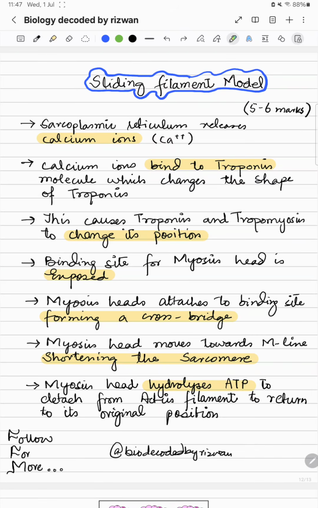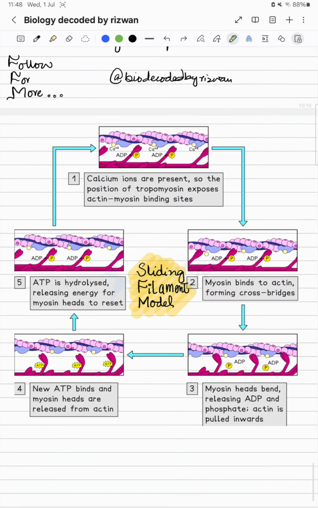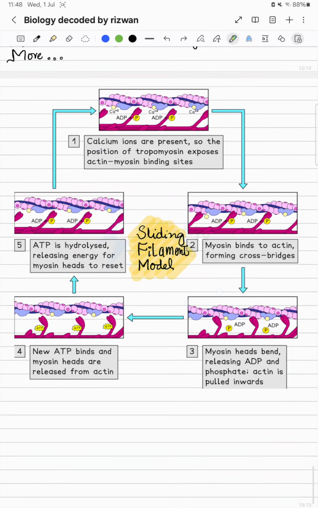After that, to withdraw the myosin head, it hydrolyzes ATP, which releases some energy, and that energy is used to withdraw the myosin head from the actin binding site. You can also see it in this diagram over here, which I have described step by step.